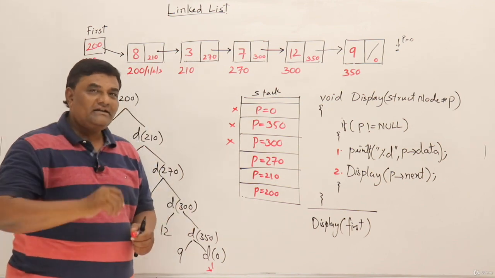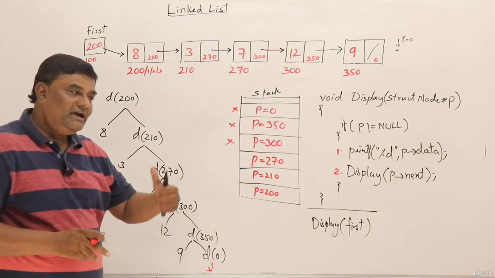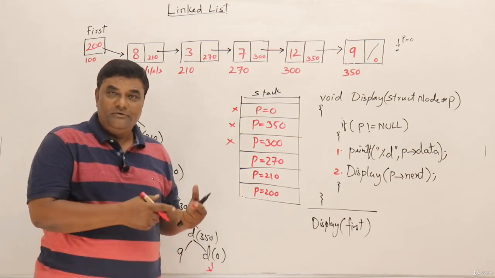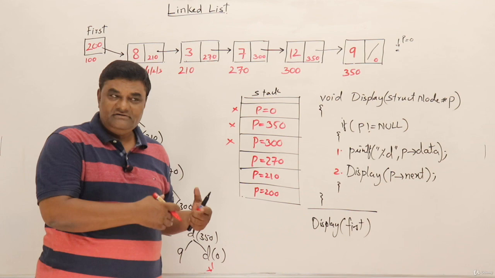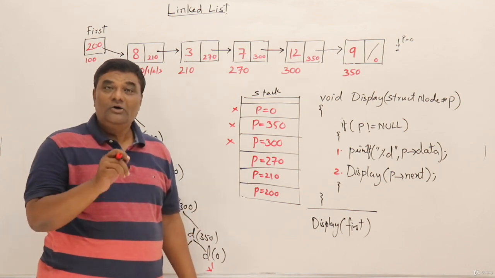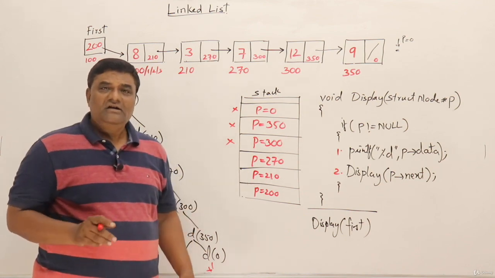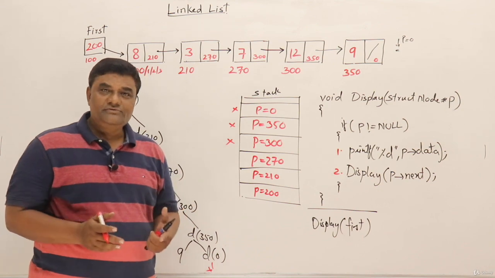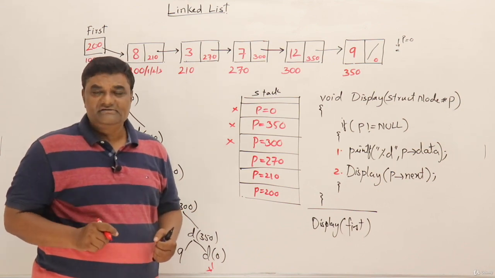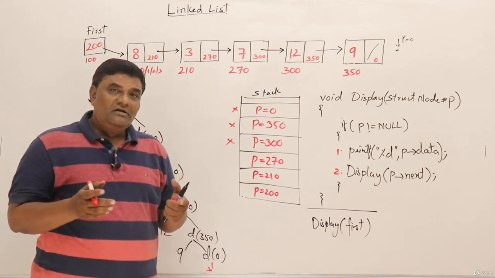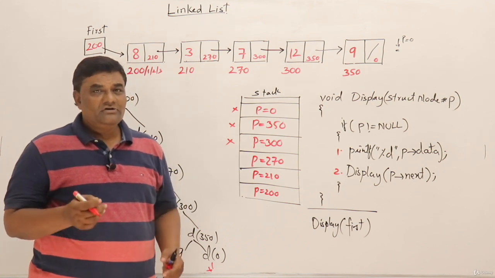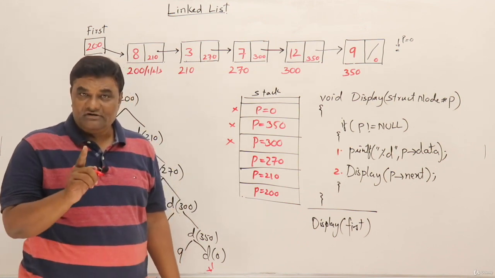Now let us analyze this one. We have already written a function using a loop also, and that one and this one. First of all, how much time does it take? What is the work it is doing? Printing, nothing else. Printing takes constant time for one node.